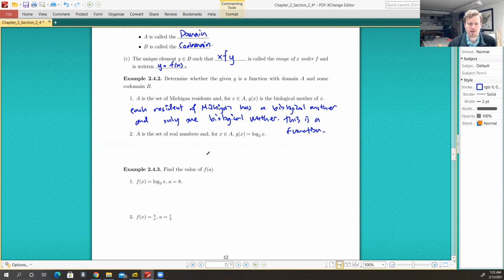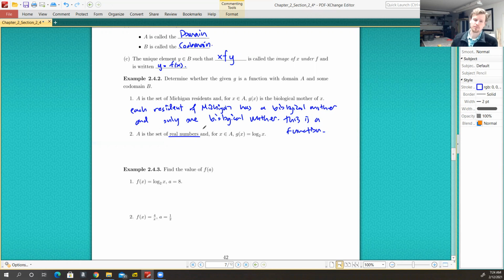A is the set of real numbers. And for each of the real numbers, g of x is equal to log base 2 of x. So is this a function? You want to say yes, and your desire is very understood. But in this case, we would have to say no. So A is the set of real numbers. It doesn't say positive real numbers.